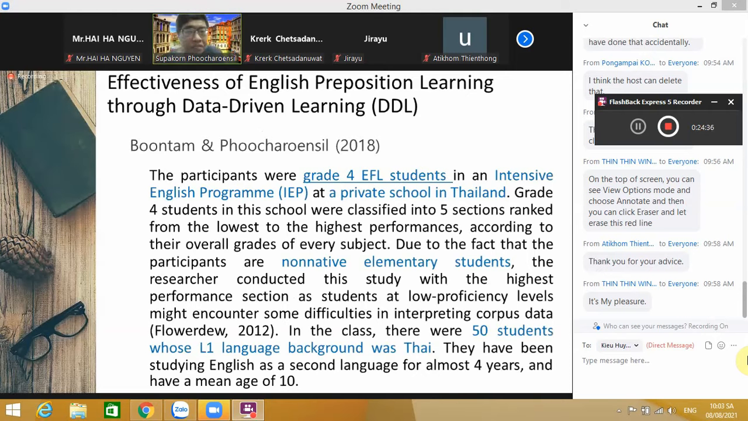Okay, this is from my own MA study, Punya Pavuntam. She's now teaching at Rajabhat Nakhon Sawan, right? So in her study, it was published in 3L Journal, right? By UKM, Universiti Kebangsaan Malaysia.